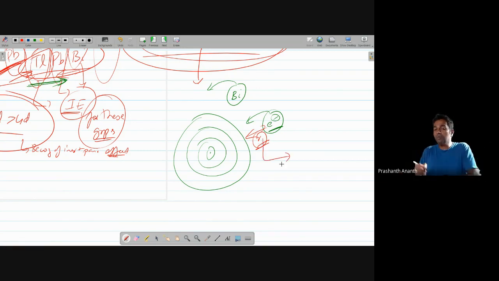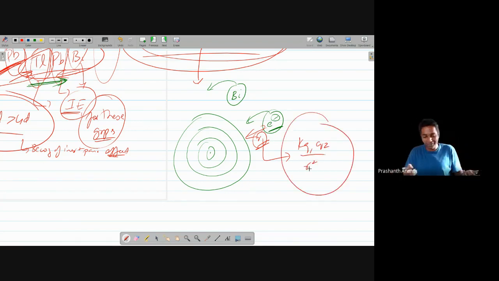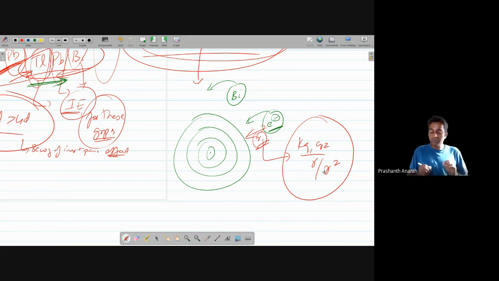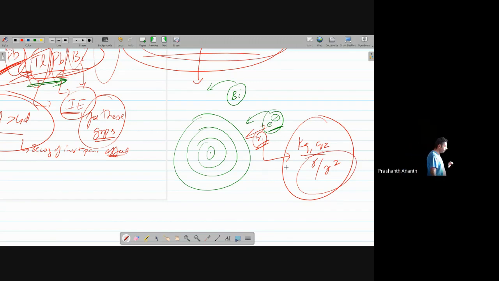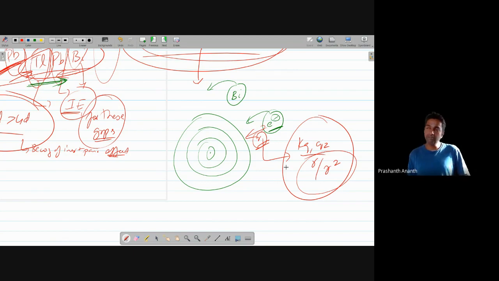What does this blocking mean here? It's nothing but kQ1Q2 by R squared, or whatever it is. It doesn't make a difference which one it is ultimately, but it is something related in that direction, correct? So what will be the one which matters more now? This R. When is that R going to be lesser? For the outer shells. Exactly.